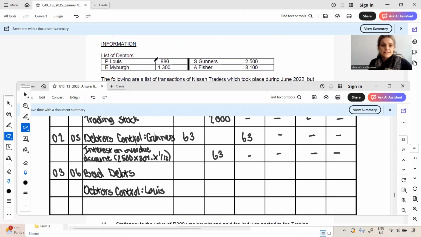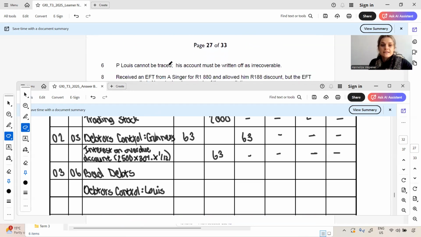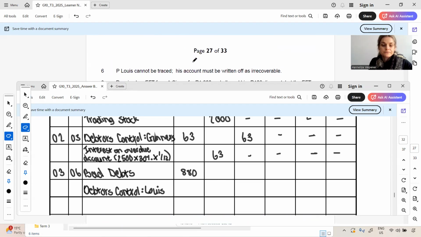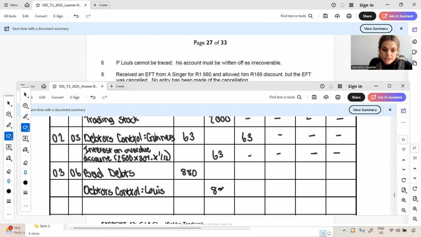So we're going to go up to his name. He owes us 880 Rand. They didn't tell us that it's only part of his account that must be written off. It's his full account. So the full 880 must be written off. And he now no longer owes us, so we credit his account. So bad debts is a general account, but here we have debtors control. So we have to go to the debtors. On the credit side, we have to show that he no longer owes us the 880 Rand. So nothing on debit side because his account is not increasing. No creditors affected there. So there we go.